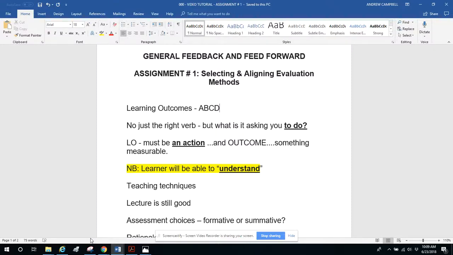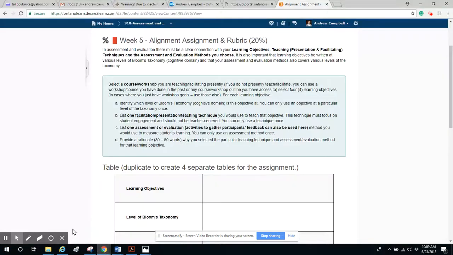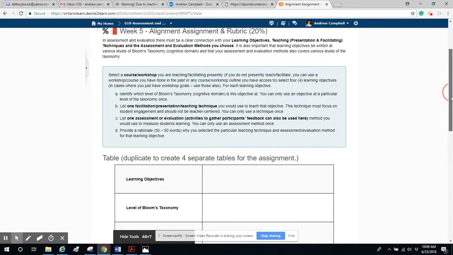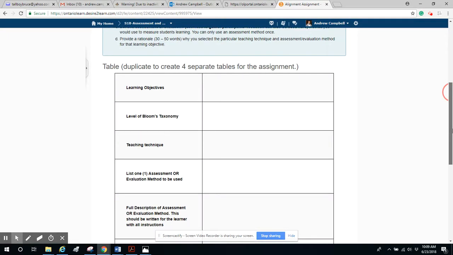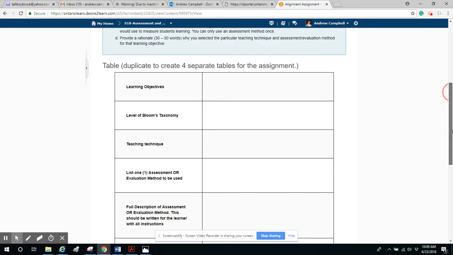General feedback and feed forward on assignment number 1, selecting and aligning evaluation methods. I want to say congratulations to everyone. I think you have done an amazing job on the assignment, taking the time out to create, share, select, and use good learning outcomes, learning objectives, selecting the right level of Bloom's taxonomy for these learning outcomes, and using the right teaching technique at that point, looking at your assessment or evaluation method.